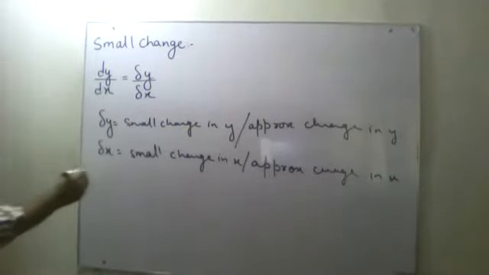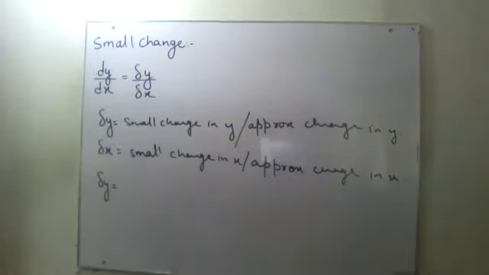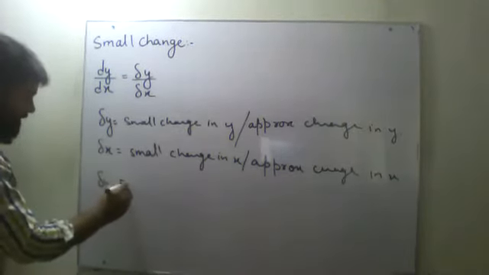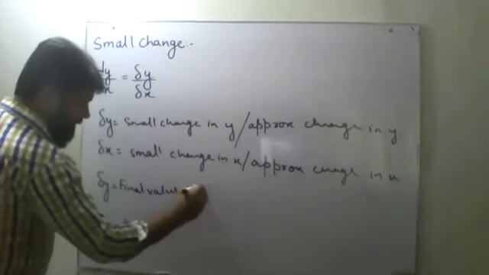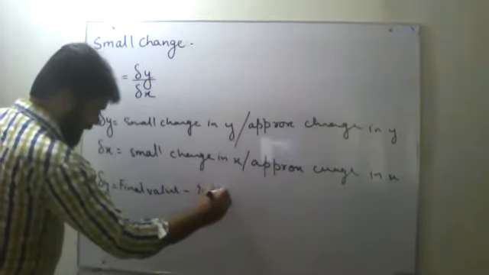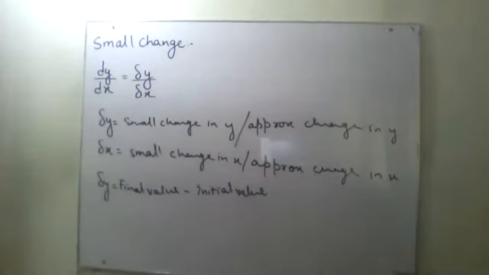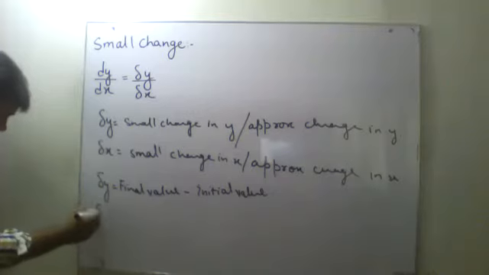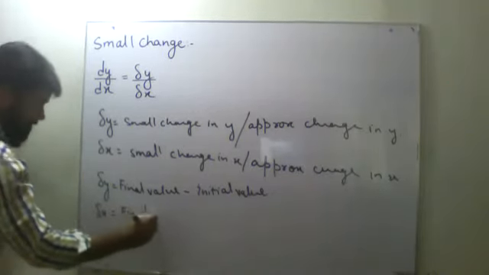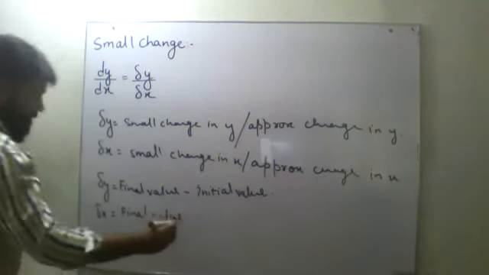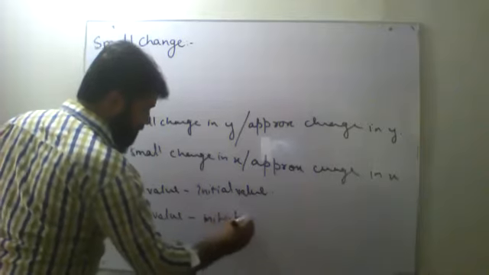Okay, now either they will give us delta y. How will they give it to you? They will give you some final value minus initial value. Okay, and the same goes for change in x: final value minus initial value.